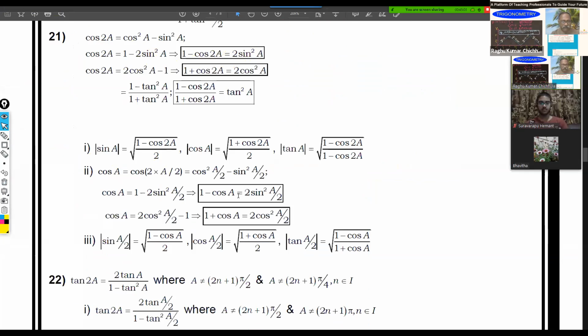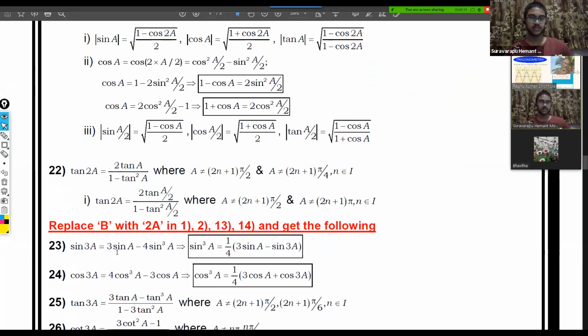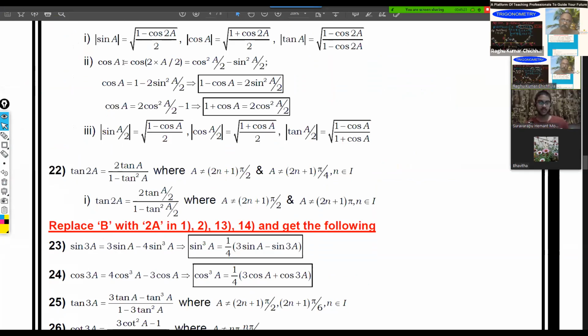Just see that. See here in the box for formula number 23, please. Formula number 23, just read that, Maurya. Sine 3A is equal to 3 sine A minus 4 sine cube A. Should I read the box, sir? Yeah. That is also sine cube A is equal to 1 by 4 into 3 sine A minus sine 3A. That's good.